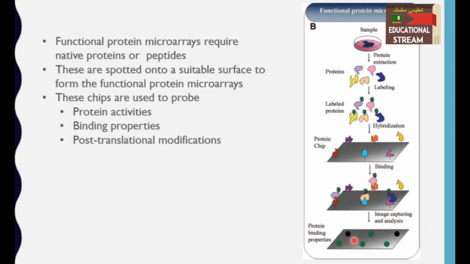So with the proper detection system, functional protein microarrays can be used to identify the substrate of an enzyme. In this way we can identify the substrate of an enzyme, and this class of chip is particularly useful in drug and drug target identification, as well as in unraveling the different biological pathways.